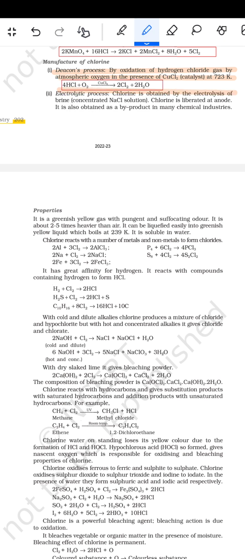Now the electrolytic process, chlorine is obtained by the electrolysis of brine, a concentrated solution. Chlorine is liberated at the anode. It is also prepared as a byproduct in many chemical industries.